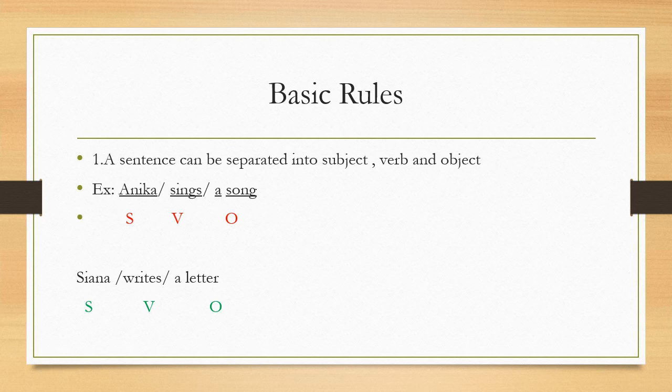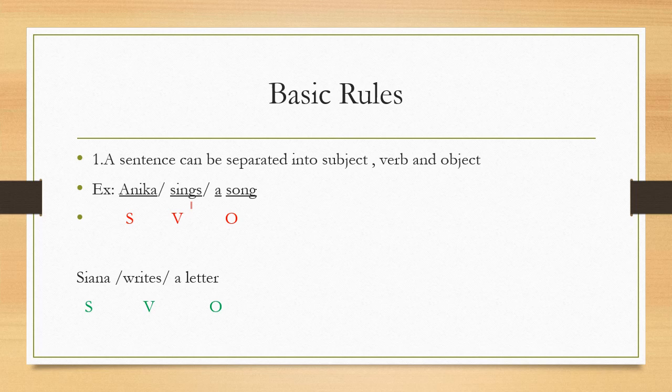Let's go through the basic rules of active and passive voice. A sentence can be separated into subject, verb and object. First we have to separate. Now let's take the example of this sentence. Annika sings a song. What's the subject here? Annika. Can you identify the verb? Verb is sings, and a song is the object.